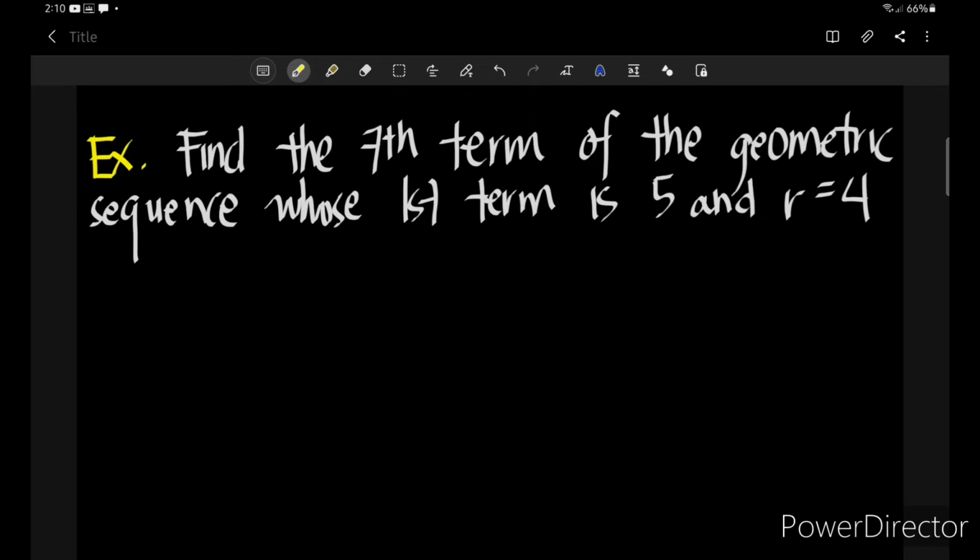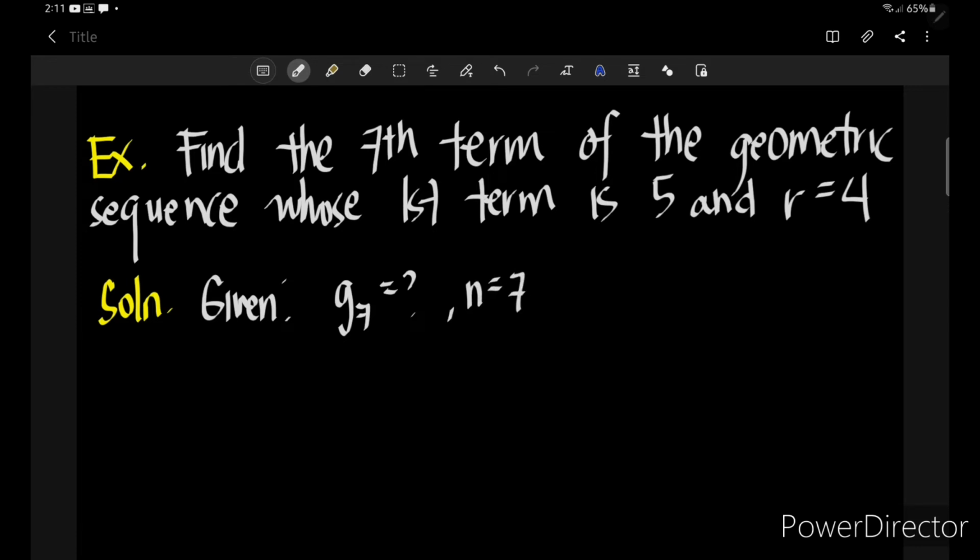Example, find the seventh term of the geometric sequence whose first term is 5 and R or the common ratio is 4. As a solution, okay, kunin muna natin yung given at yung mga unknown. Okay. Seventh term, yan po ang hinahanap. That's why G sub 7 is question mark. If G sub 7 is our concern, we can say na ang n is equal to 7. Okay. First term is also given. So, G sub 1 is equal to 5. And R is equal to 4.